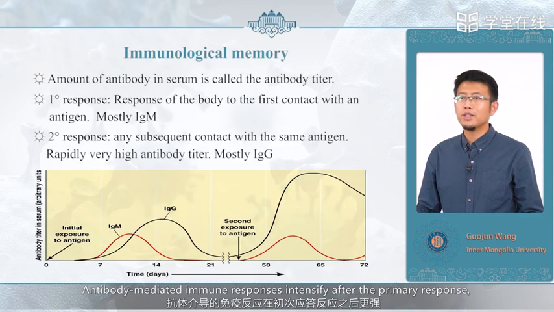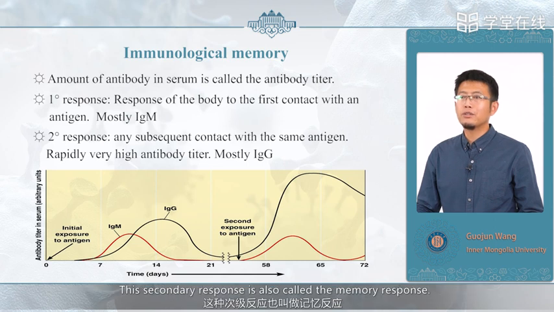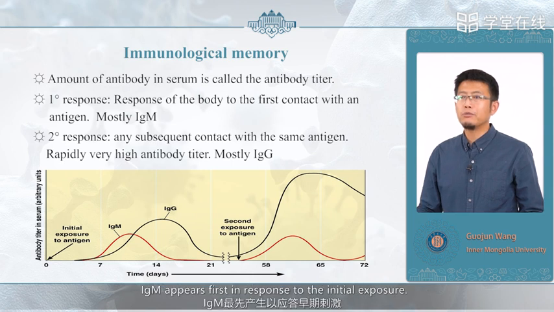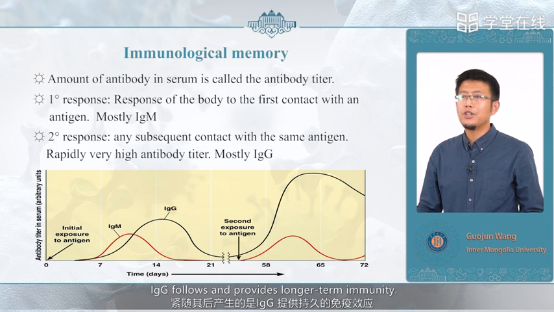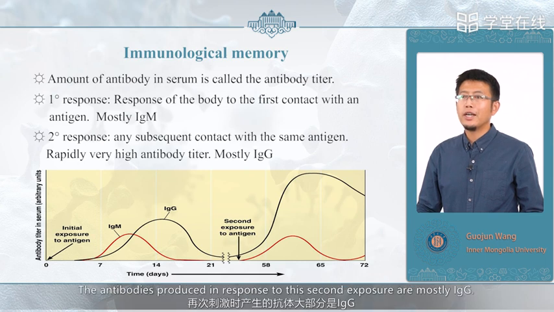Antibody-mediated immune responses intensify after the primary response, where a particular antigen is first met and the corresponding antibodies are produced. This secondary response is also called memory response. IgM appears first in response to the initial exposure. IgG follows and provides longer-term immunity. The second exposure to the same antigen stimulates the memory cells to rapidly reproduce a large amount of antibodies. The antibodies produced in response to this secondary exposure are mostly IgG.